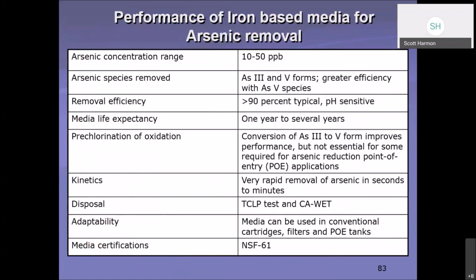So here's some performance data to look at for a particular model. In this model, the arsenic concentration range was between 10 and 50. The species will be removed as arsenic 3 and 5, and with this particular treatment, it has greater efficiency with the 5 species. Removal efficiency is typically less than 90%, pH sensitive, pretty much what we have talked about earlier.